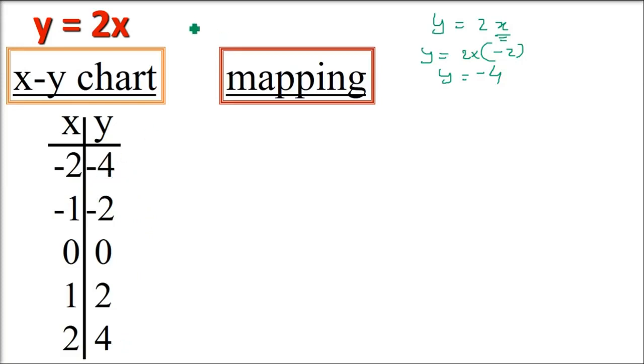So you can also write it as ordered pairs. Minus 2, minus 4. Minus 1, minus 2. Like this till you get 2, 4. This is the relation.